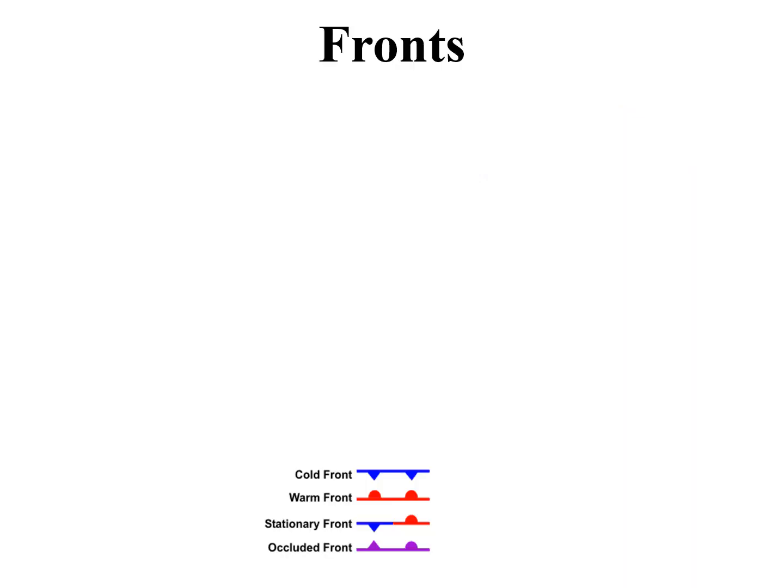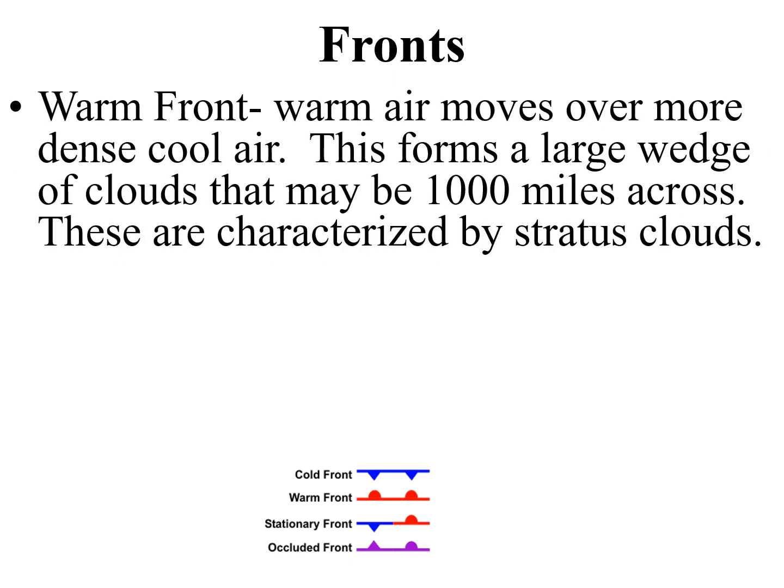When we first started really studying how weather works, it was just after World War I, and the battles between the two great armies that took place at the front. So they used the term front to talk about the weather areas between the two great air masses. So if you have a warm air mass moving in, the warm air moves over the more dense cool air. It forms a huge wedge of clouds that could be 1,000 miles across. These are characterized by stratus or layered clouds because the air is being lifted generally all at once. Whole mass of air. It's not a very steep incline, and all of the air reaches its dew point at the same time.